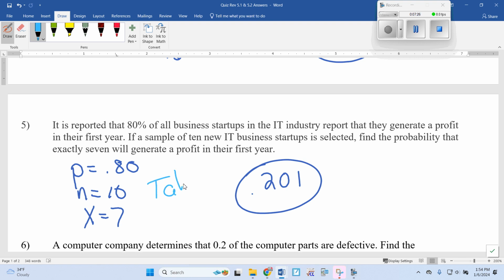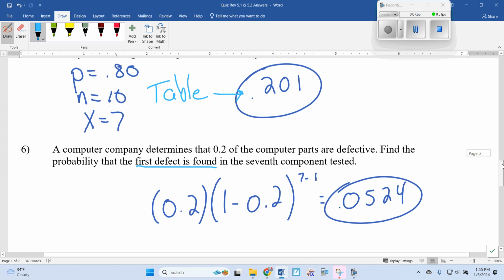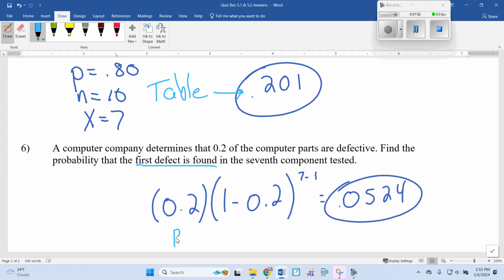So you're looking this up. This is from the table, and you're getting to that number. A computer company determines that 0.2 of computer parts are defective. Find the probability the first defect is found on the 7th component tested. So you're trying to see, are they looking for multiple successes or the first success? They are looking for the first defect is found on the 7th. That is geometric. So once again, our formula, P times 1 minus P to the n minus 1, and we get our answer.